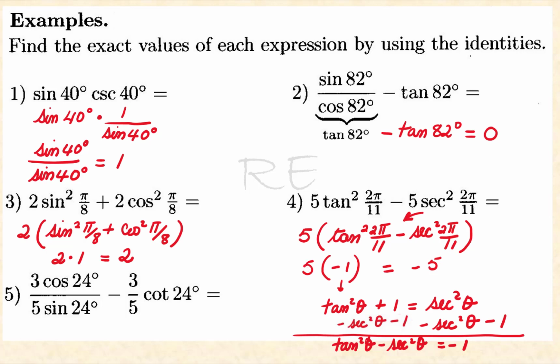For number 5, 3/5 cosine over sine. Cosine over sine is cotangent. So it's going to be 3/5 cotangent 24 degrees minus 3/5 cotangent 24 degrees. The exact value is 0.